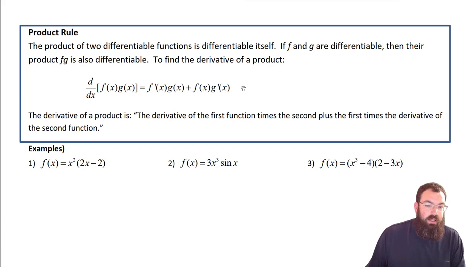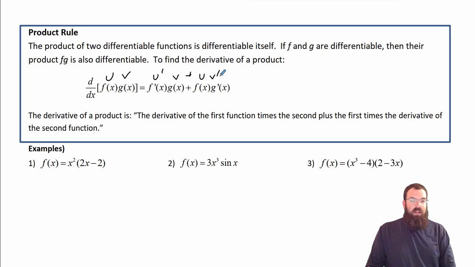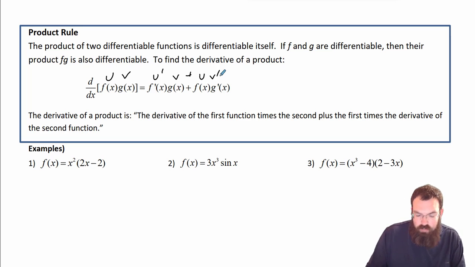if I use this rule, right? Now, last year, we used u's and v's. So u and v, so we would say u prime v plus u v prime. You are more than welcome to use that same notation. That doesn't matter. I don't really care. So in this case, the derivative of the first function times the second plus the first times the derivative of the second. So it's just u prime v plus u v prime.